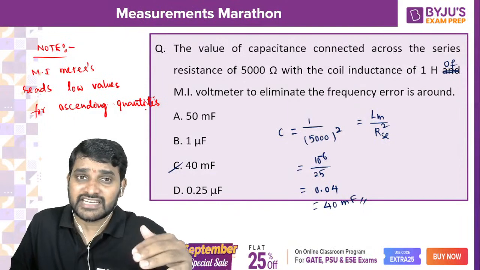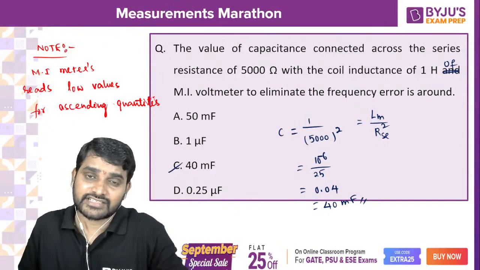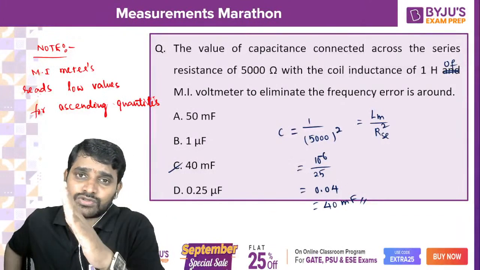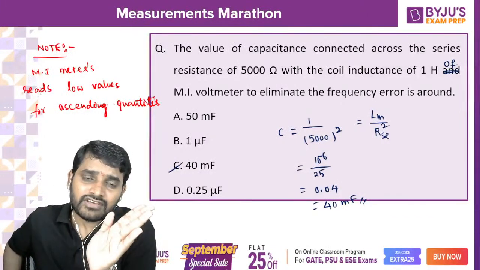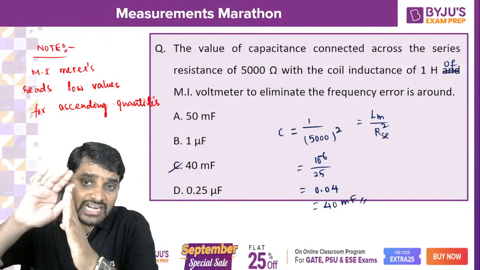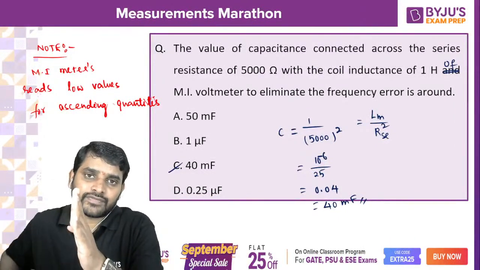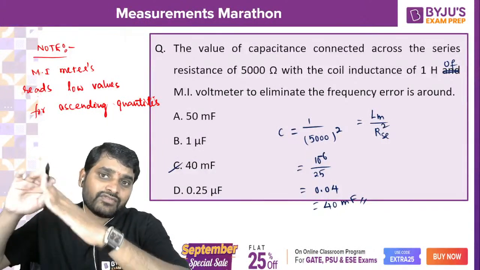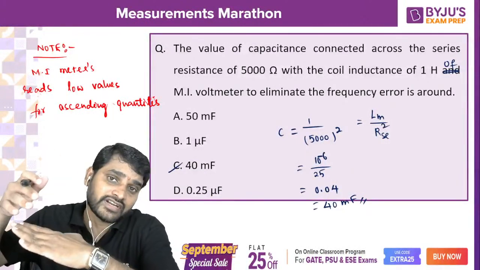Similarly, MI instrument reads high value for descending quantities. That means what? When you are increasing the current from 1 to 2, 2 to 3, 3 to 4, and so on, when you are increasing the current from 1 to 2, it will not measure 2 amperes. It will measure 1.8. 2 to 4, it will not measure 4. It will give you 3.8. 4 to 10, it will give you 9.8, like that.